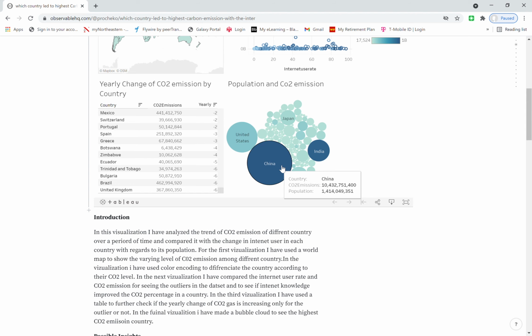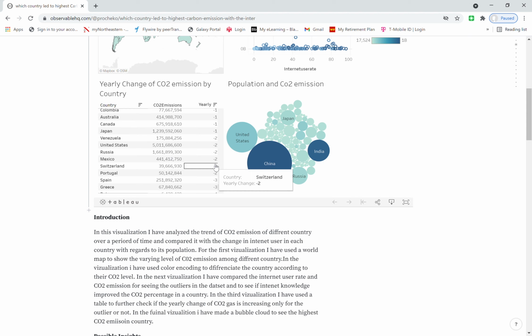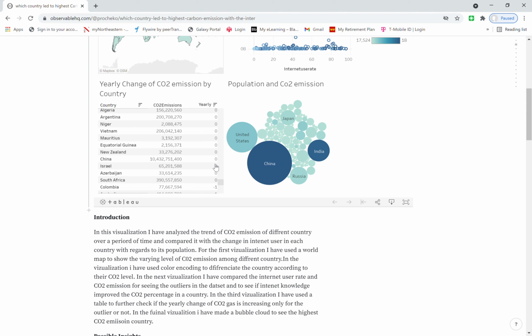We can also see the correlation between population and CO2 emission. We can see the highest populated countries are some of the highest CO2 emitting countries in the world.